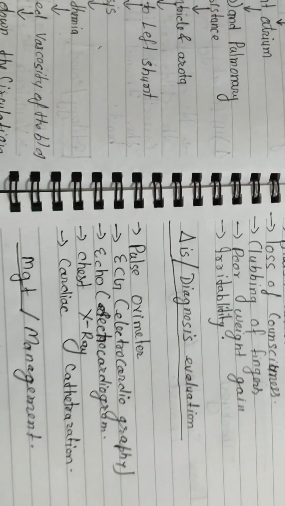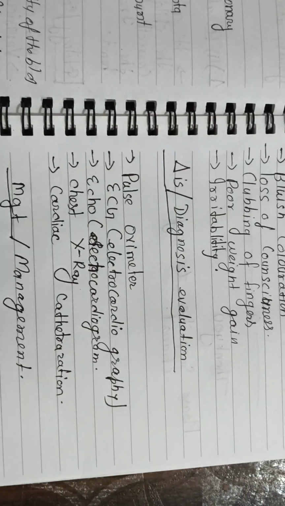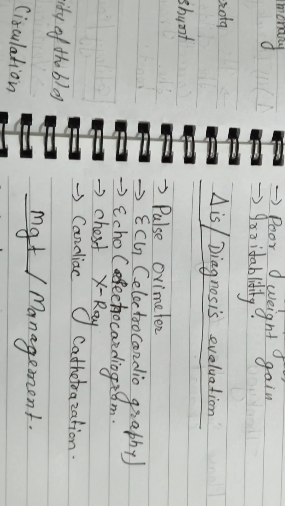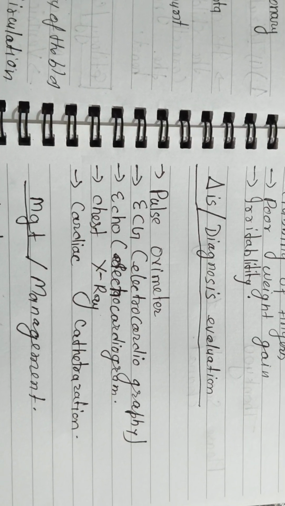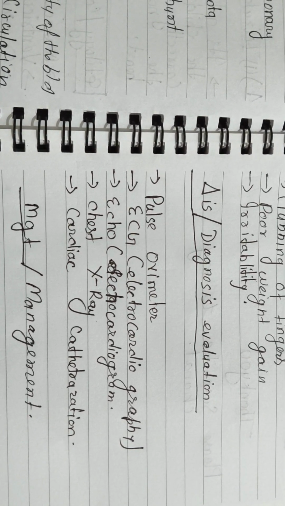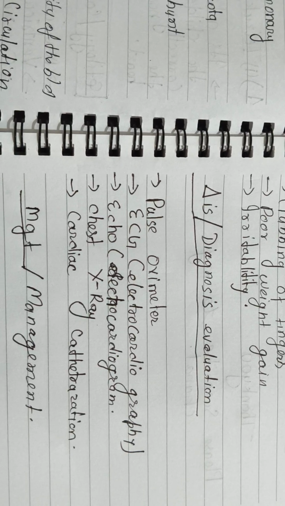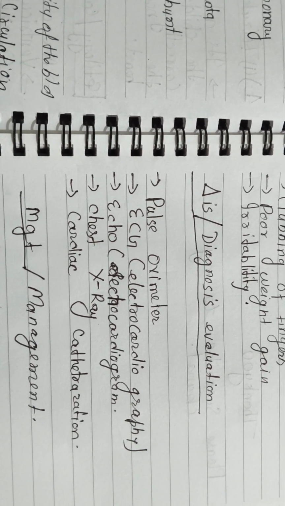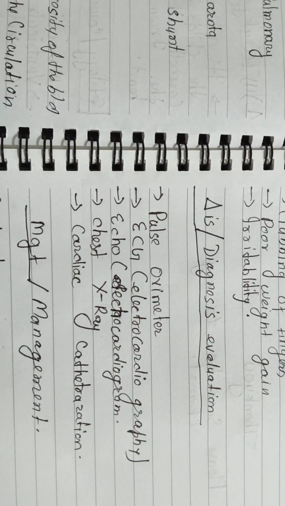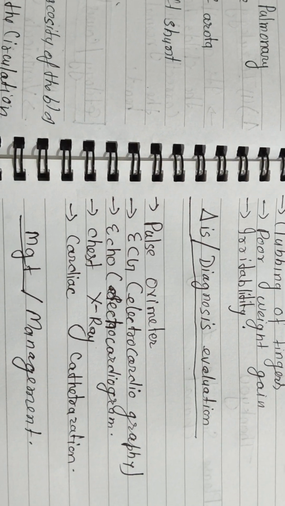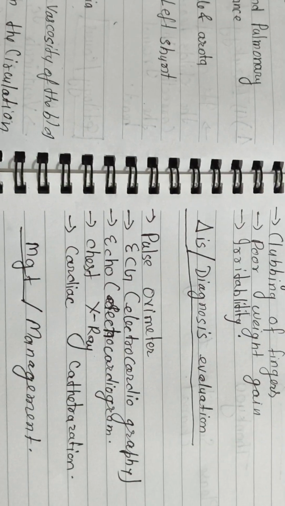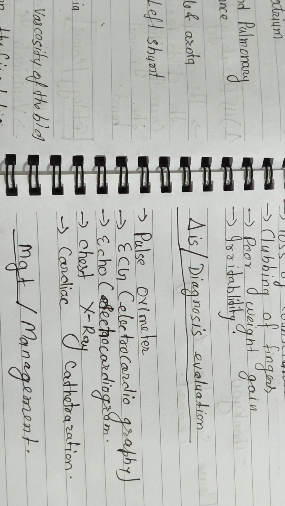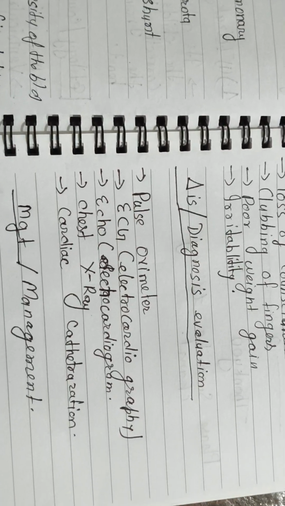Then next is the diagnostic evaluation. Pulse oximetry, ECG (electrocardiogram), chest X-ray, and cardiac catheterization. In cardiac catheterization, a catheter is inserted from a vein in the arms or legs into the heart to see whether any abnormality is there or not.